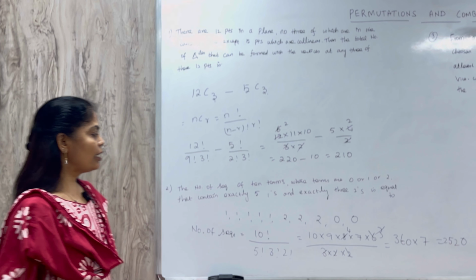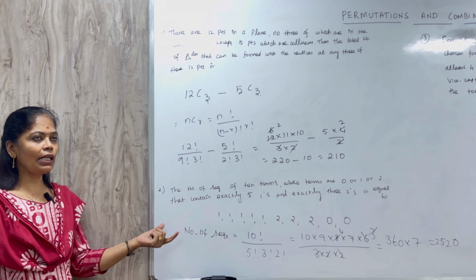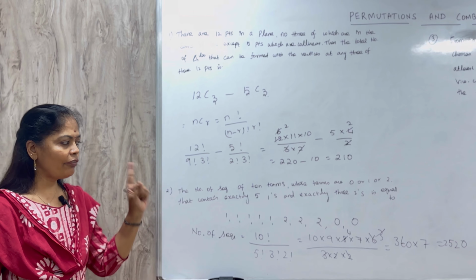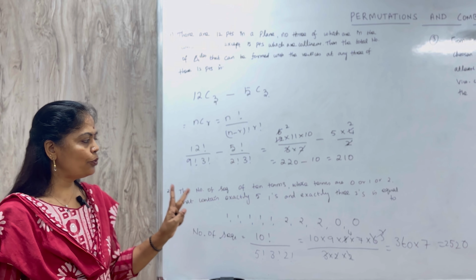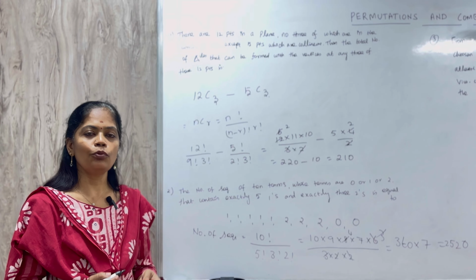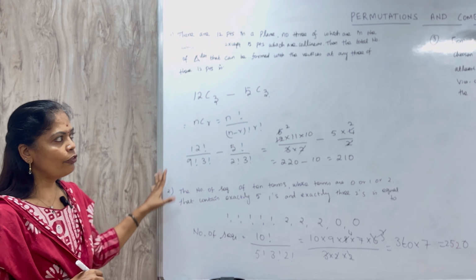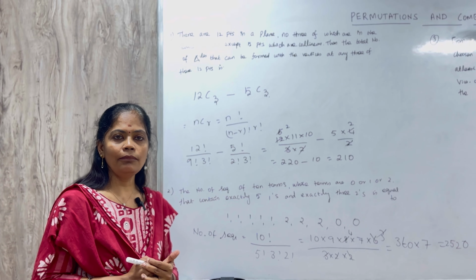2520. How many sequences can you form using 0, 1 or 2, with some condition? The sequence must contain 5 ones and must contain 3 twos. So how many sequences can we frame? 2520 sequences. This is another model. Now we'll go to the next model.